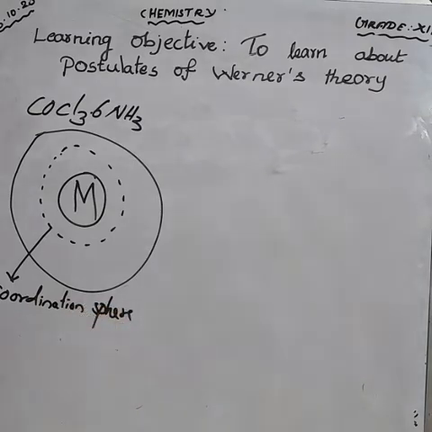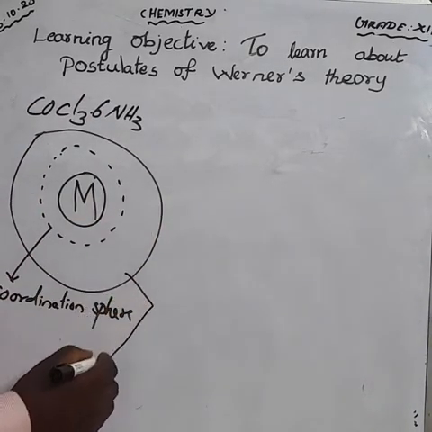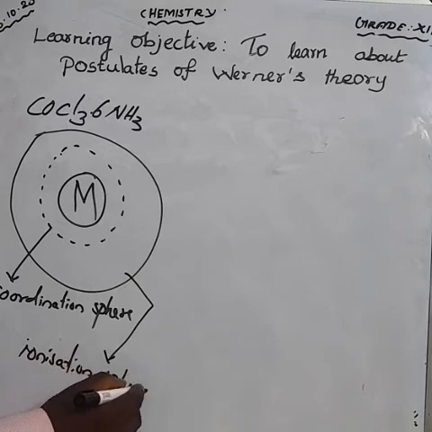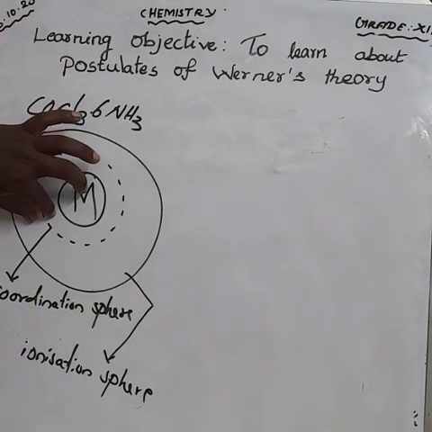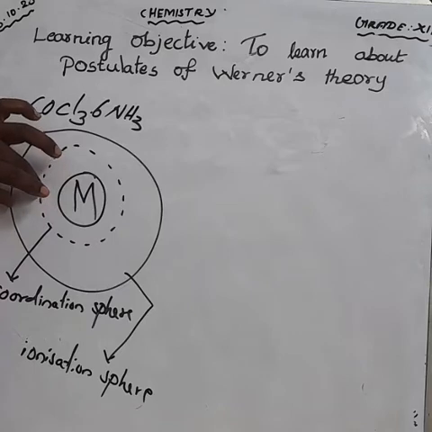Which is the inner sphere? The coordination sphere. The outer sphere is known as the ionization sphere. Inner sphere means the coordination sphere, and the outer is the ionization sphere. About the inner sphere, what is its special character? The groups present in the sphere are firmly attached to the metal.